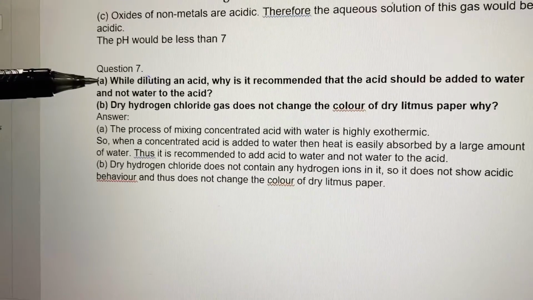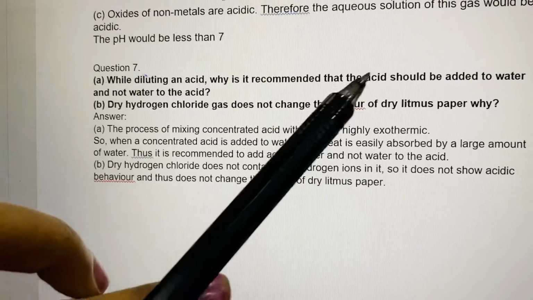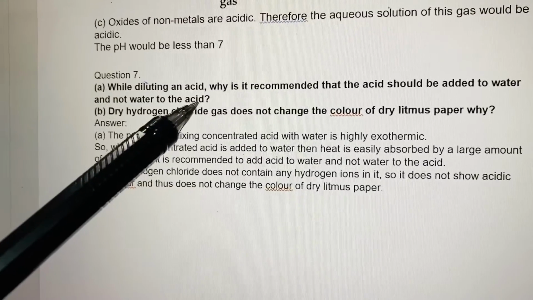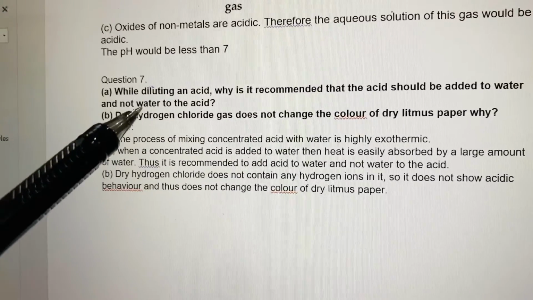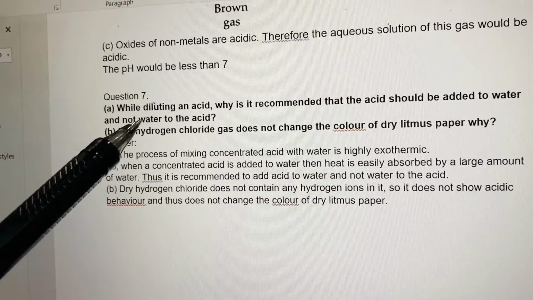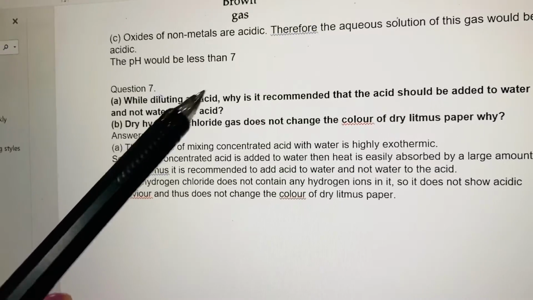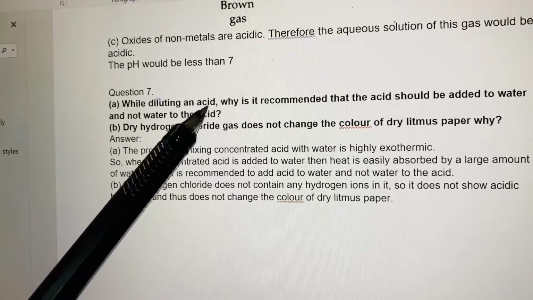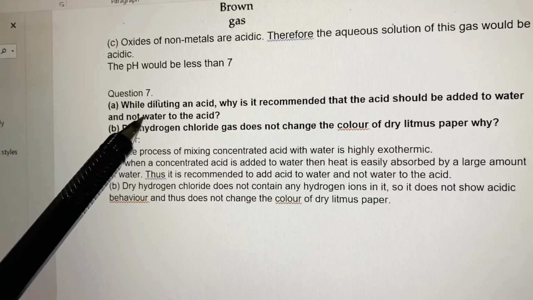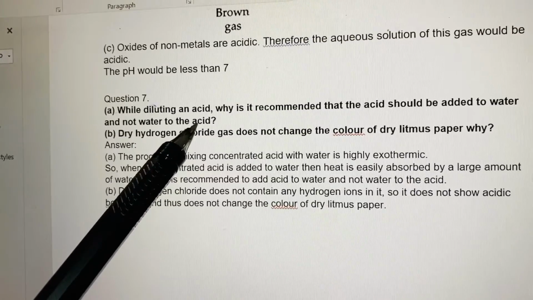So the question is, while diluting an acid, why is it recommended that acid should be added to water and not water to the acid? Okay, so this is a very scoring answer, and this is very commonly asked in both our pre-board exams. It is very clear, and you should write it clearly that while diluting an acid, we need to add some water to the acid, but we cannot pour water directly to the acid. Why? Because the reaction is highly exothermic.